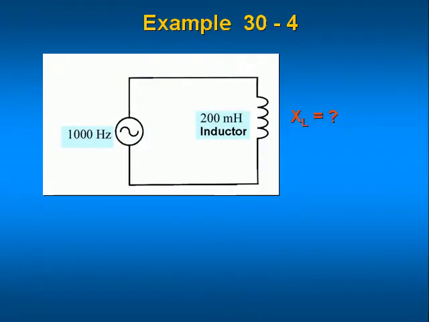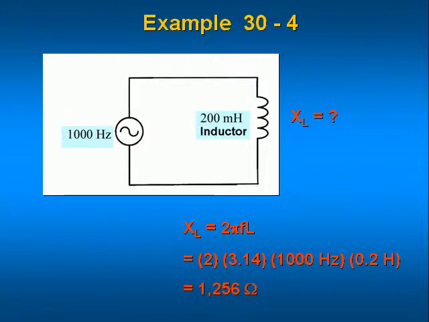This is an example of computing inductive reactance X sub L in a circuit. X sub L equals 2 pi FL, where X sub L is the inductive reactance, pi is 3.14, F is the frequency in hertz, and L is the inductance in Henry. In this example, the inductive reactance equals 2 times 3.14 times 1,000 hertz times 0.2 Henry equals 1,256 ohms.